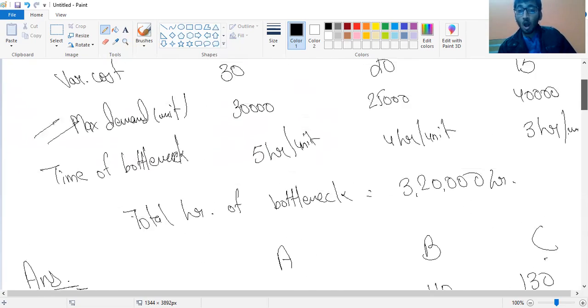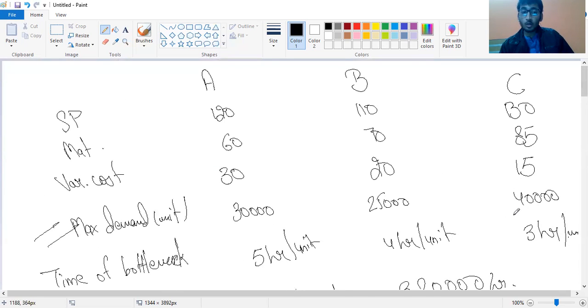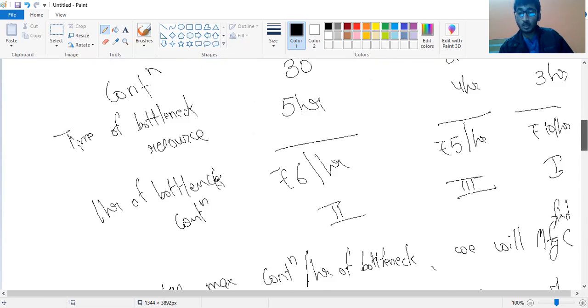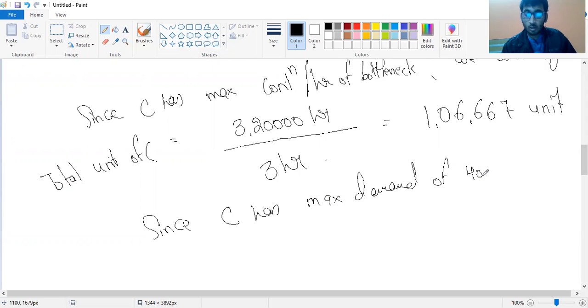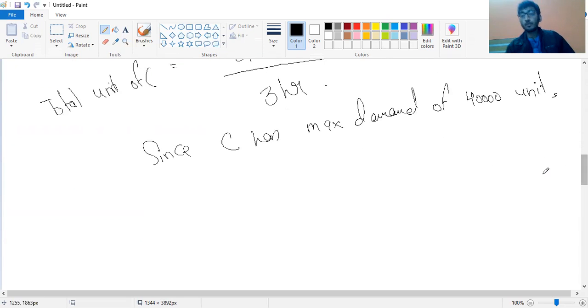But how many units of C do we require? What is the maximum demand of C? I can say 40,000 units only. Since C has maximum demand of 40,000 units. So look, if C has the maximum demand of 40,000 units, we are not so mad that we will make 1,06,000 units of C.